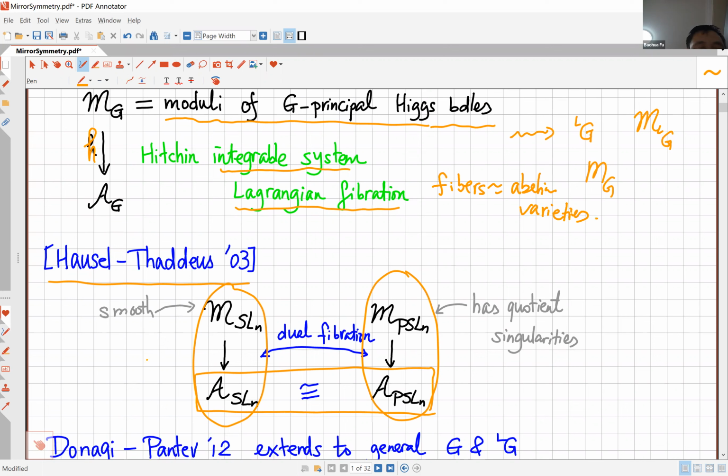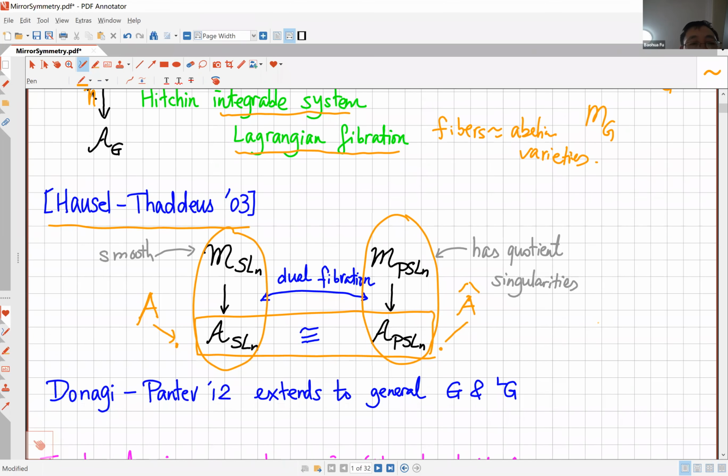On this side, you have an abelian variety as a fiber over just one point. And on the dual side, you have the dual abelian variety over the same point. So you have this dual fibration between these two Hitchin fibrations. This gives you a nice picture between the Langlands dual and the Hitchin fibration. Also, I need to point out that for the moduli space for SLN, this moduli space is smooth. So it's really nice, you can do everything you want. But on the Langlands dual part, the PSLN part, this has singularity, but the singularities are not too bad. They have only quotient singularity. So it's still singular, but we can still do many things.